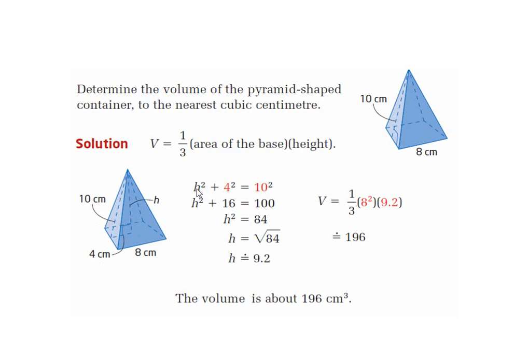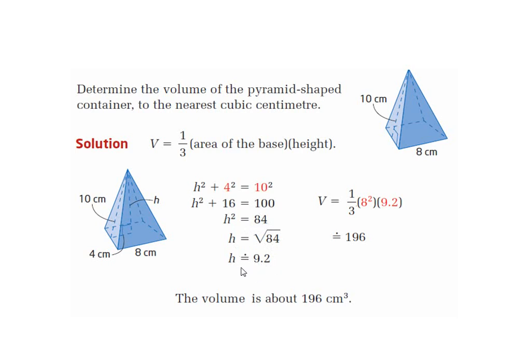Then you solve for h, because there is only one unknown, which is h, right? So this is 16 and this is 100. You move this 16 to the right side, so you get 84. So h squared is equal to 84, so h is equal to the square root of 84, right? This is about 9.2. So h is about 9.2.